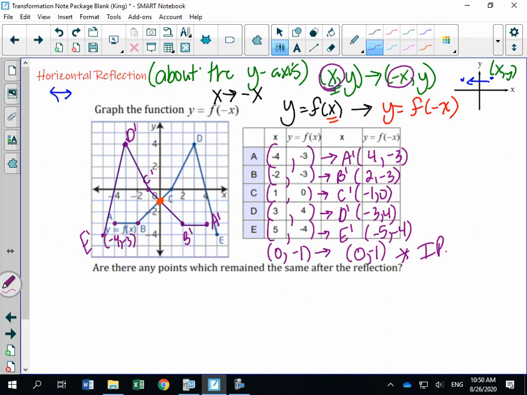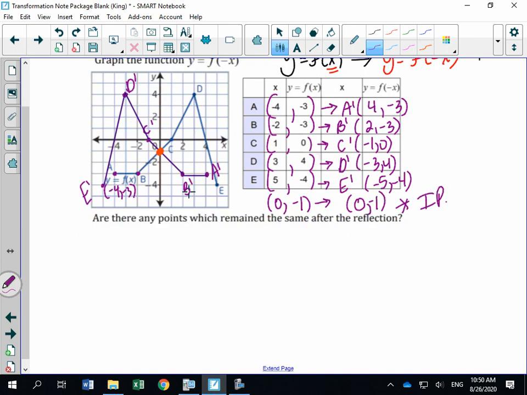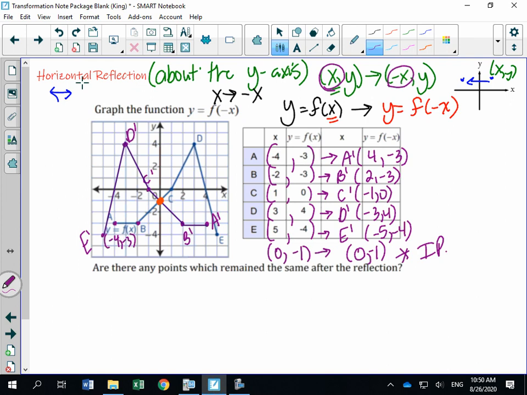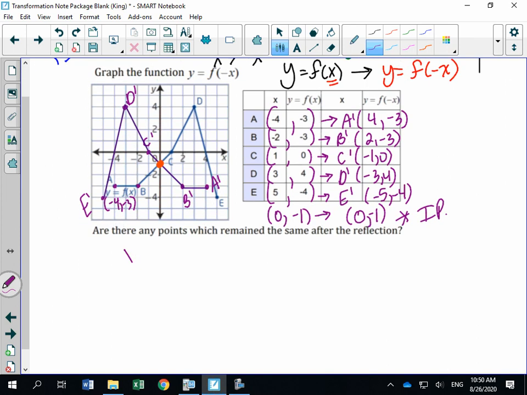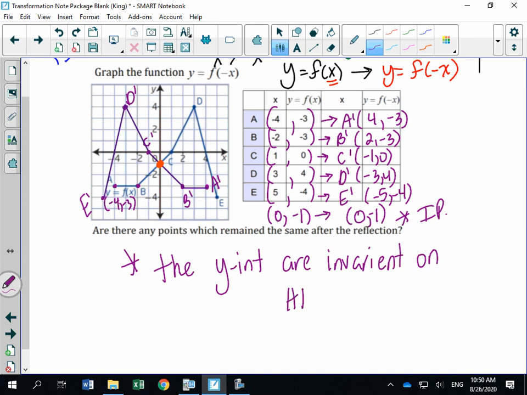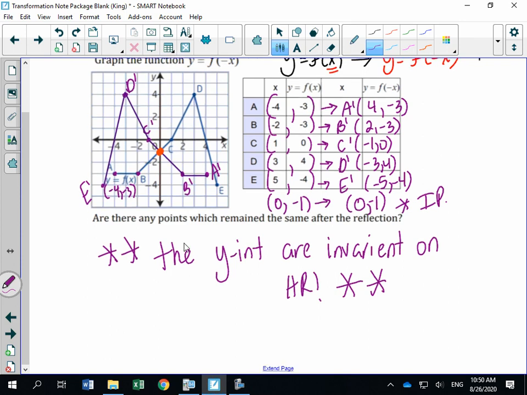So which points will be invariant on horizontal reflections? The y-intercepts are invariant on horizontal reflections. And I would like to star this, highlight this. Those of you that make study guides, you put that in your study guide.